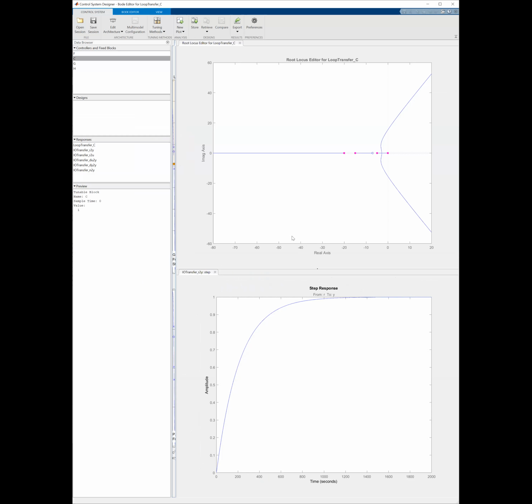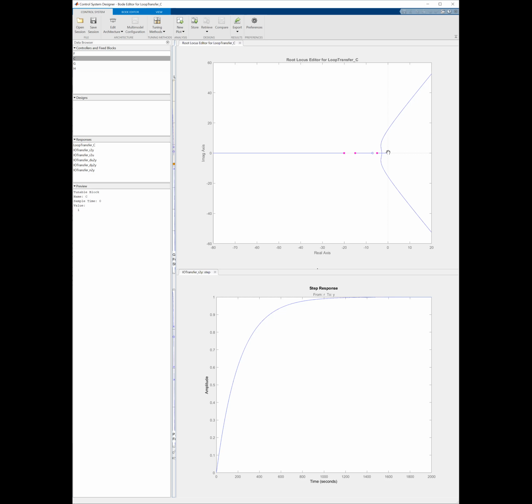Now here is what I'm going to do interactively. So check this out. This is a pole. This is a pole. This is a pole. And this is a pole. Remember, our system has 4 poles. The poles are S is equal to 0, S is equal to -5, S is equal to -15, and S is equal to -20. So these poles are all highlighted.